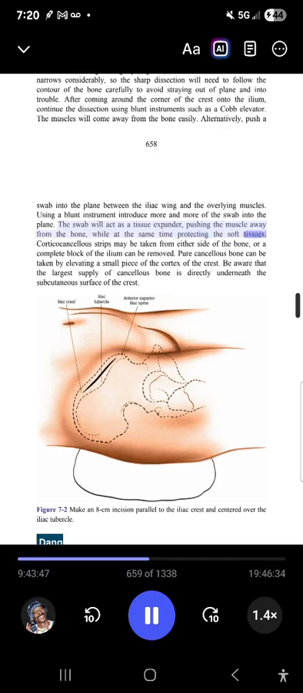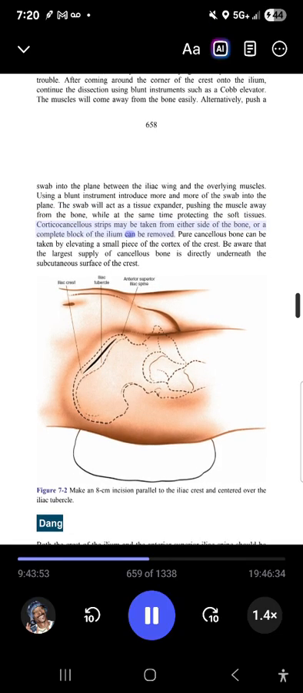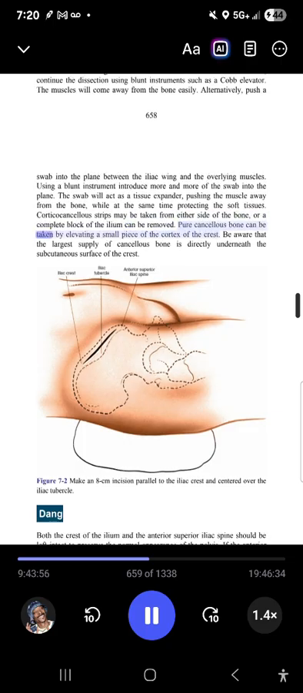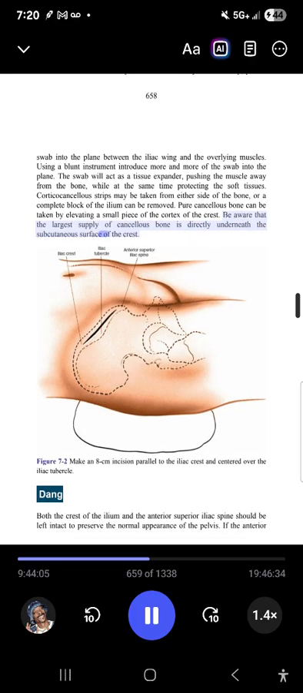protecting the soft tissues. Corticocancellous strips may be taken from either side of the bone, or a complete block of the ilium can be removed. Pure cancellous bone can be taken by elevating a small piece of the cortex of the crest. Be aware that the largest supply of cancellous bone is directly underneath the subcutaneous surface of the crest.